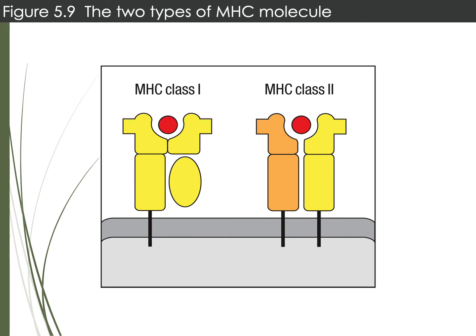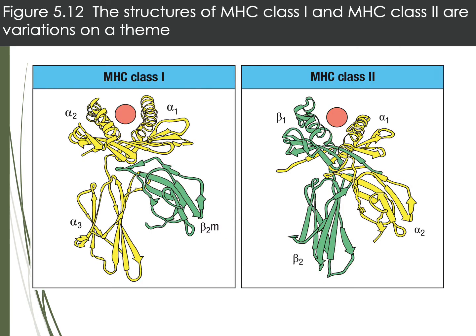But if you also look at the domains that make up each one, you can also distinguish the difference. So we'll look at the next figure. In this figure, again, you can see MHC class 1 on the left and MHC class 2 on the right. In class 2, there's two chains, an alpha and beta chain, and each of those has two domains. So you'll notice there's alpha 1, alpha 2, two domains, and beta 1, beta 2, two domains. And again, they're going to have two transmembrane domains that attach it to the cell.